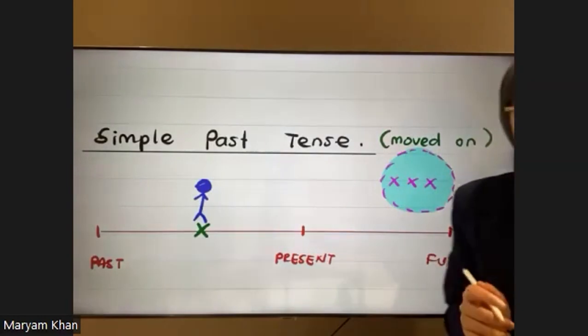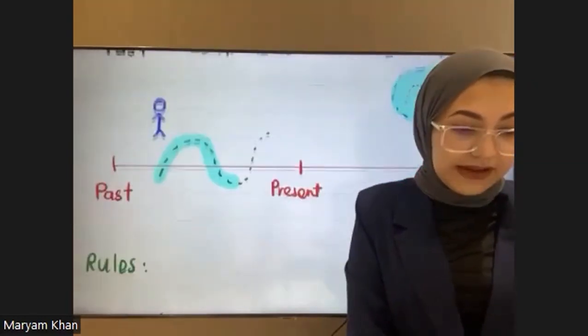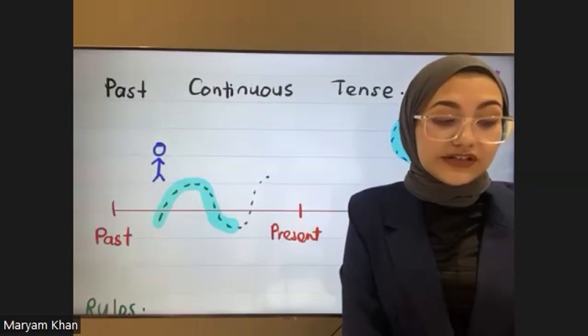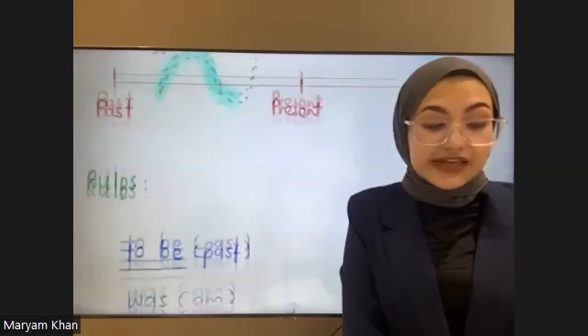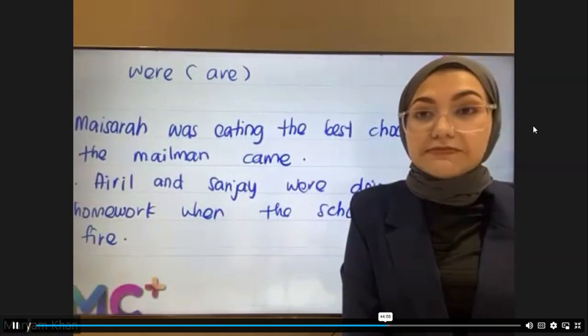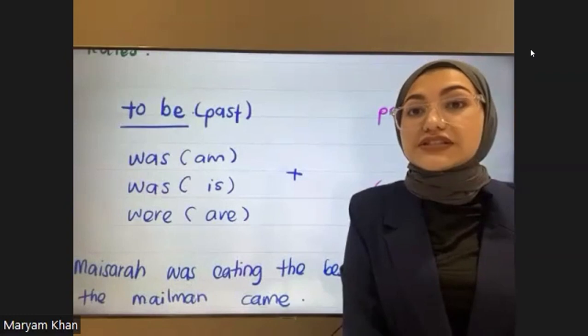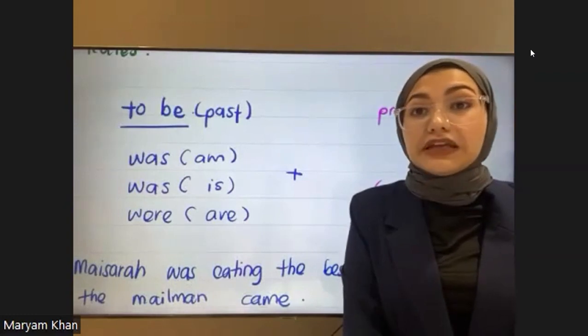Okay, we have 15 more minutes. I have to complete the last one that I promised you, but I really want you to tell me that you understand past continuous tense before we move on. So my Sarah was eating the best chocolate when the mailman came. So kalau tak nak cakap when boleh ke teacher? Boleh. Just to indicate that something was happening in the past.